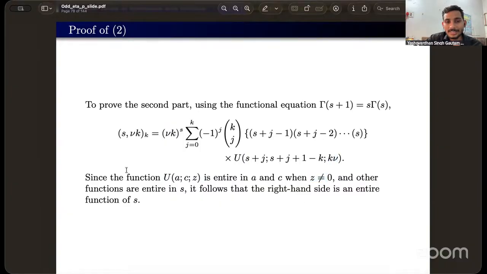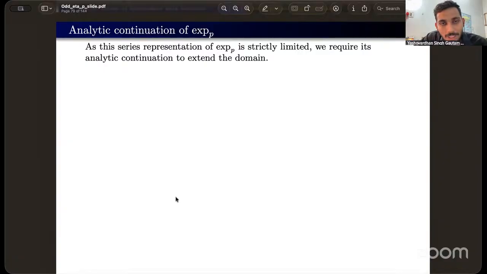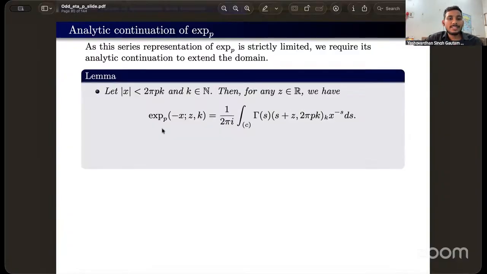So this function is analytically continued to the whole complex plane and has no singularities. Next, what we'll see: for the exponential function that we have defined in terms of an infinite series, there is a domain restriction. So again, we want some kind of inverse Mellin transformation and analytic continuation of that p exponential function. So this is what we have.